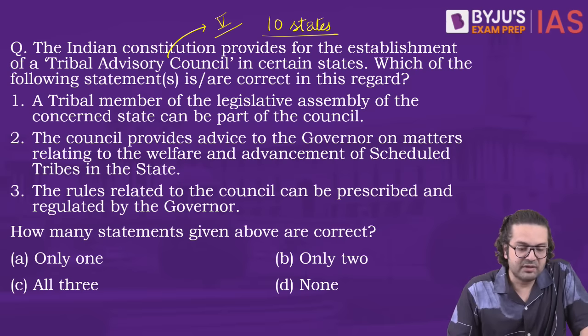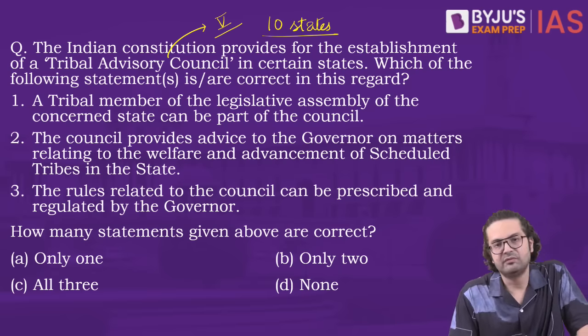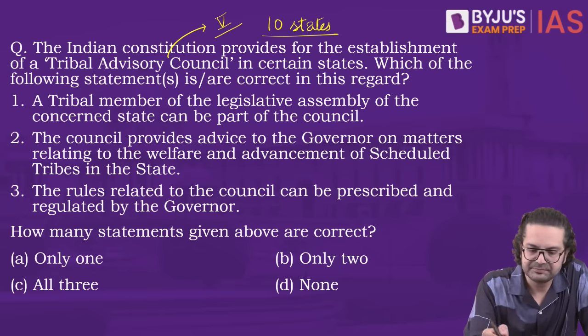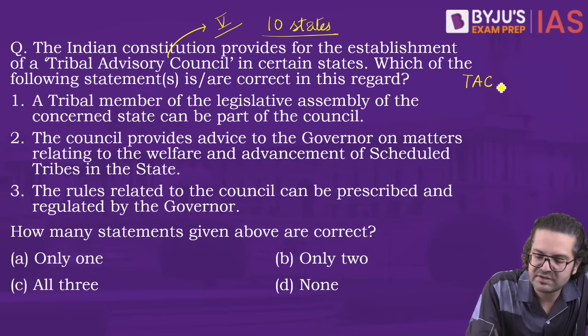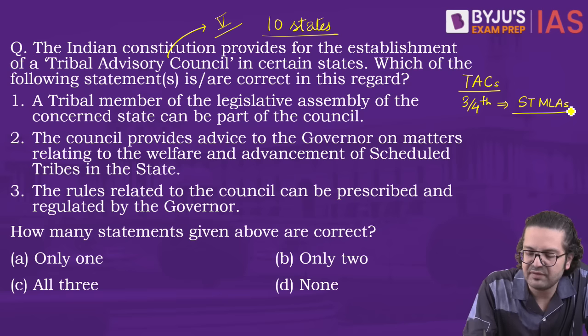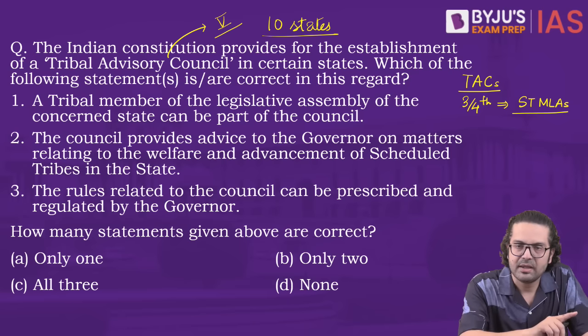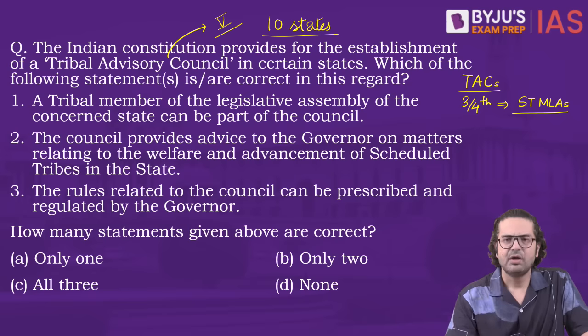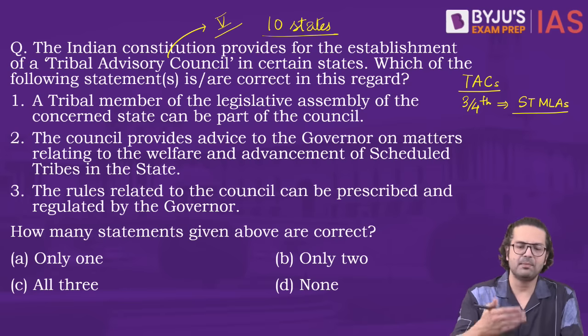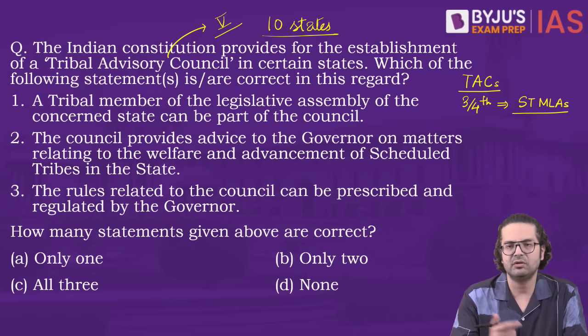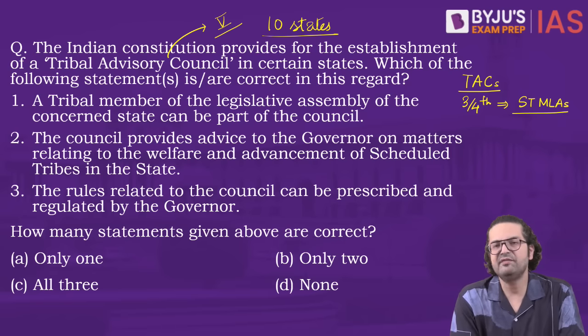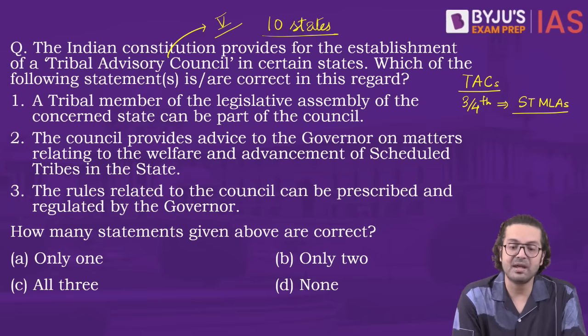Number 1, a tribal member of the Legislative Assembly of the concerned state can be a part of the council. Yes, of course. In TACs, the tribal advisory councils, which comprise 20 members, 3/4 members are scheduled tribe MLAs. I hope you are aware that we have reservation for scheduled castes and scheduled tribes in the Lok Sabha and the Vidhan Sabha, right? So all those scheduled tribe MLAs, they are a part of the TAC. Not all, it depends on the seats as well. So 3/4 members of TAC are scheduled tribe MLAs in the state.